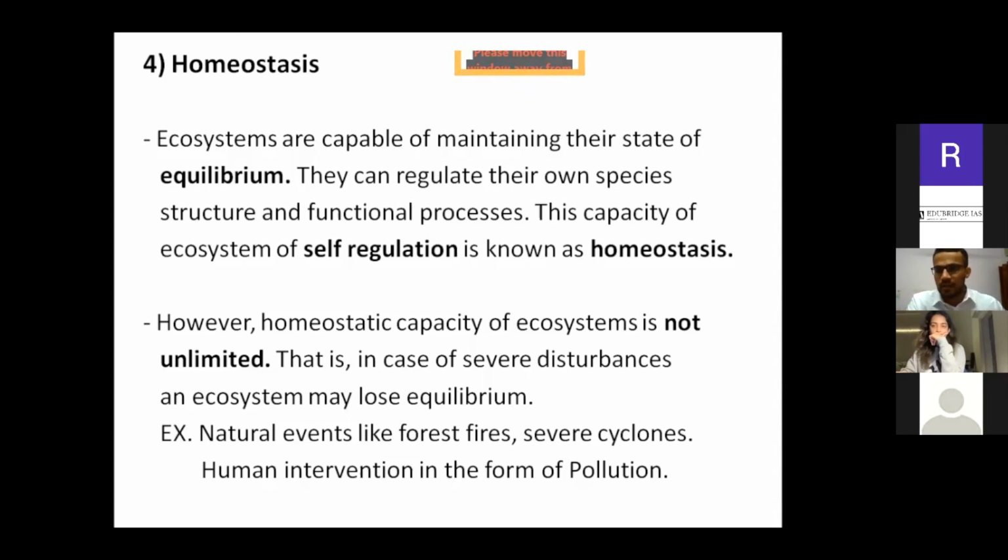Yes, yes. In the beginning only, I have mentioned that even human intervention in the form of excessive use of resources or pollution can be considered as autogenic succession. Yes.